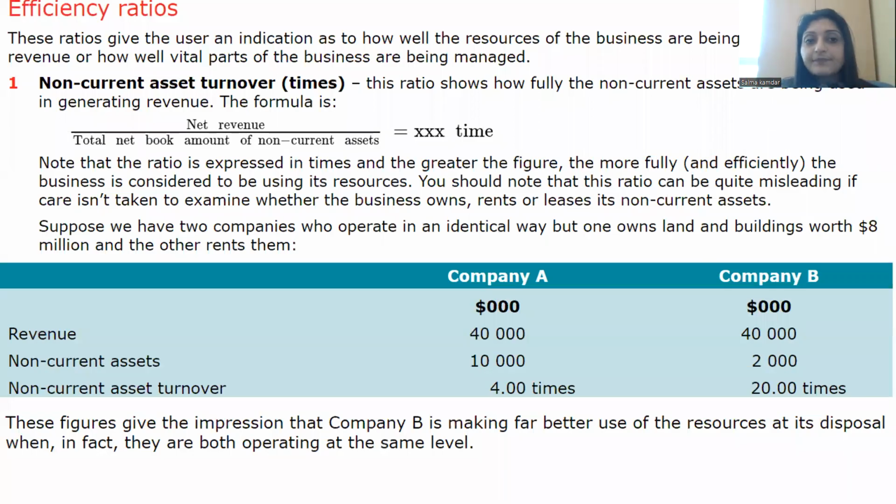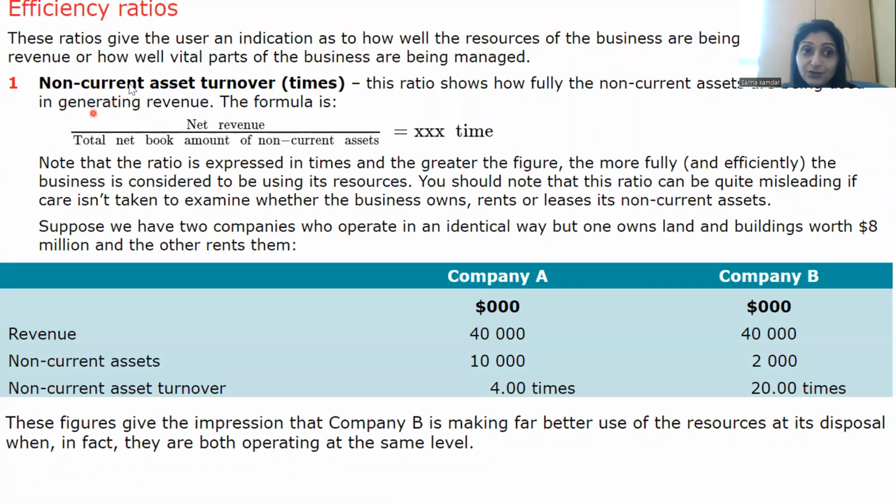Hello, everyone. We're going to study about the efficiency ratios. The efficiency ratios tell us how well the resources of the business are being used to generate revenue. That means how well you are using your business resources to generate revenue.